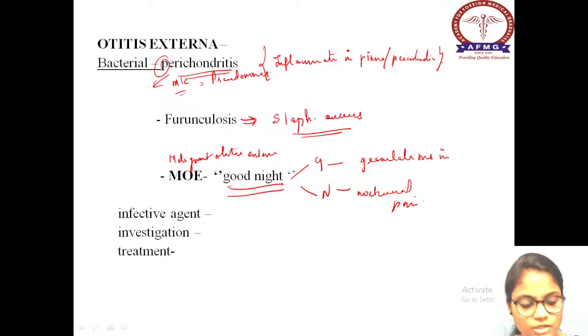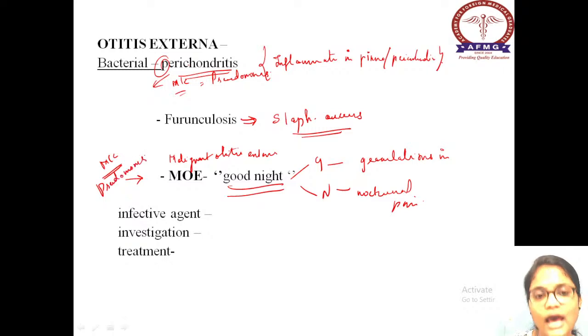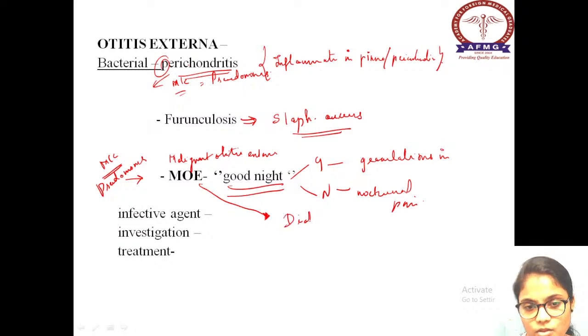So these are the two things which will be presented in malignant otitis externa, and the most common cause for this malignant otitis externa is also the same, Pseudomonas. And here is one more clue I am giving you: it will be seen in a patient with diabetes mellitus most commonly.